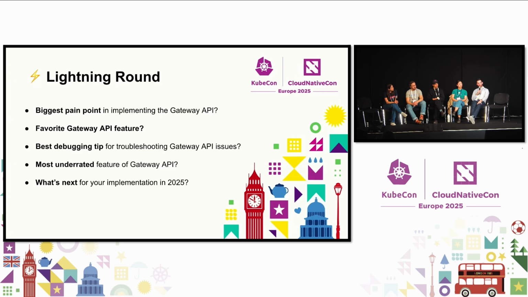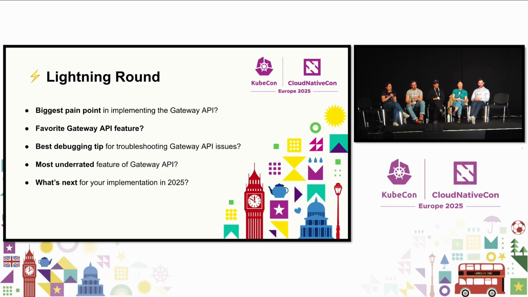And then I'll go next. For best debugging tip, I will say status, Gateway status. Resource status is your best friend. Status. Yeah, status, kubectl describe. Oh, and gwctl. Use the gwctl tool. That's also really helpful.